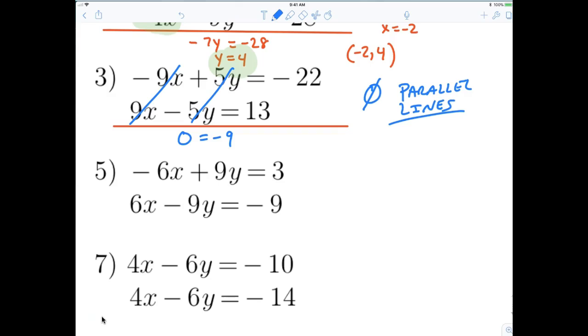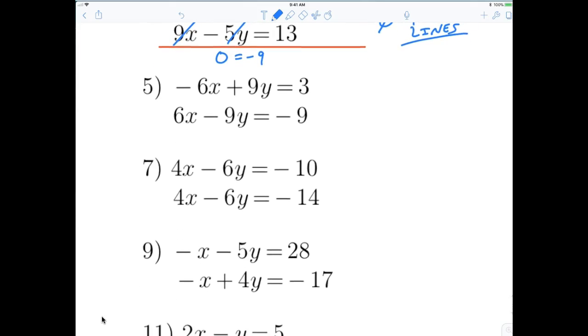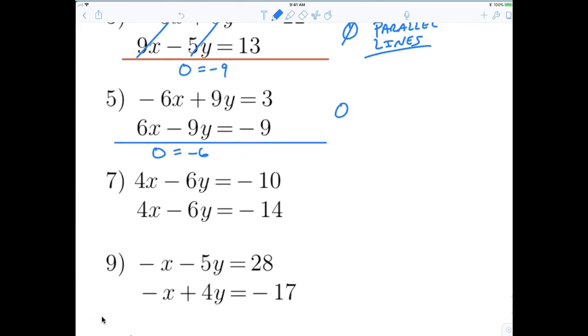Now, I just don't think that's that difficult when I say add the two equations and you get your answer. It's not really that hard. Now, the next one is what? Same thing. So we're going to look at this again. I have 0 equals negative 6. So again, really nice. No solution. These are parallel lines.